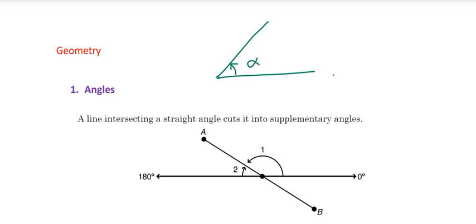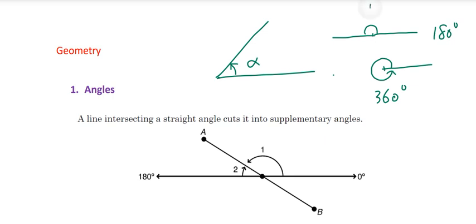Okay, so then how do we measure the angle? We define the angle that turns around one circle, one rotation, as 360 degrees. From here to here is half, so this is 180 degrees, and we also call this 180 degrees a flat angle. And half of that is a right angle, so 90 degrees.